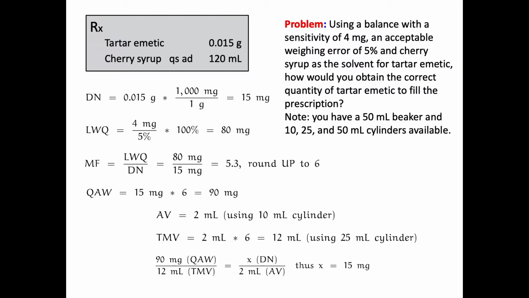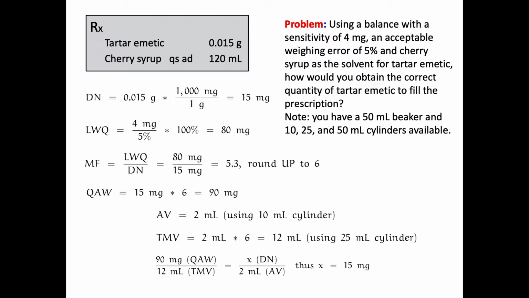Let's do the first step in the aliquot, which is to calculate the multiplication factor. We'll take the least weighable quantity of 80 milligrams divided by the drug needed, which is 15 milligrams, and we see that 80 divided by 15 is 5.3. That's not a round number, but we're good with that. Stay calm. We're going to round, but remember we round up. So our multiplication factor will be set to 6. Now that we know our multiplication factor, we can determine the actual amount of this tartar emetic drug powder to weigh. We take the drug needed amount, 15 milligrams, times the multiplication factor, so 15 times 6 is 90. So we now know that we will be weighing 90 milligrams of the drug powder.